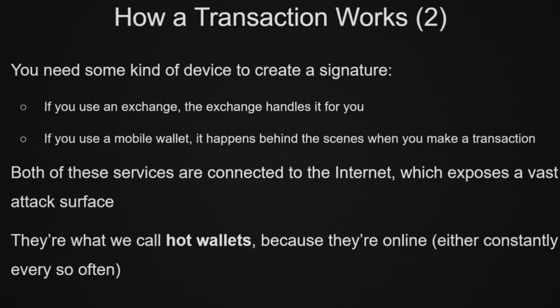Now, both these services are good, but they're connected to the internet, which exposes a very big attack surface. Cryptocurrency is very attractive to malicious actors because it's highly liquid. It's easy for them to sell. With very little effort, you can obfuscate the funds or the source of the funds, and of course, once you make a transaction, you can't undo it. So these are what we call hot wallets, because they're online. And it doesn't really matter whether they're constantly online or whether they just come online every so often. They're both vulnerable to those same kinds of attacks.